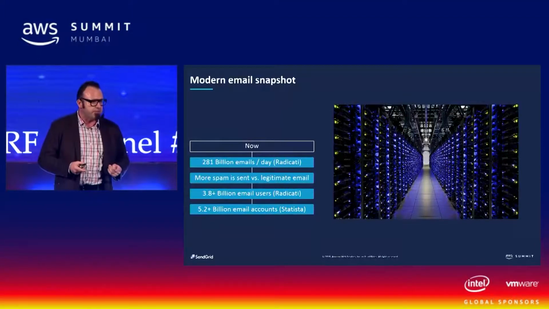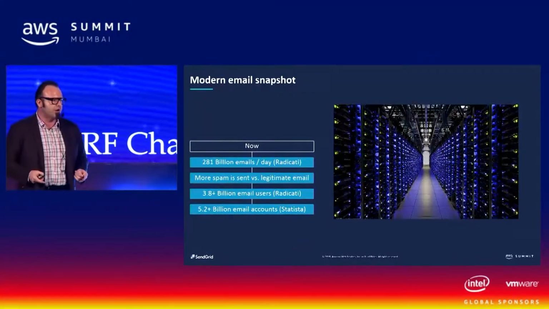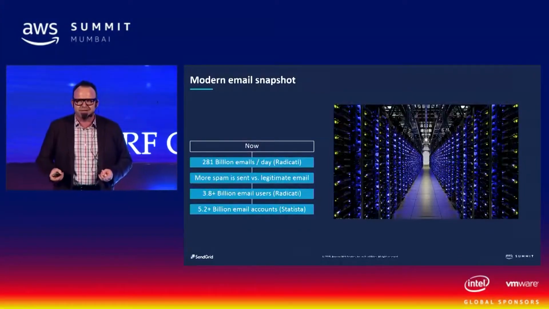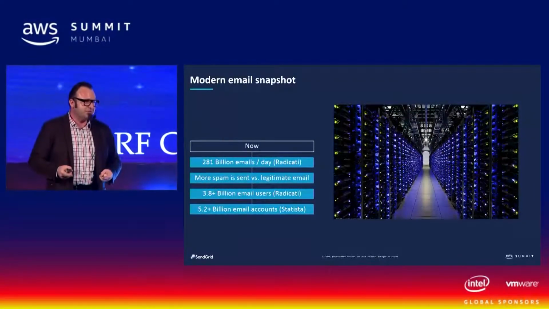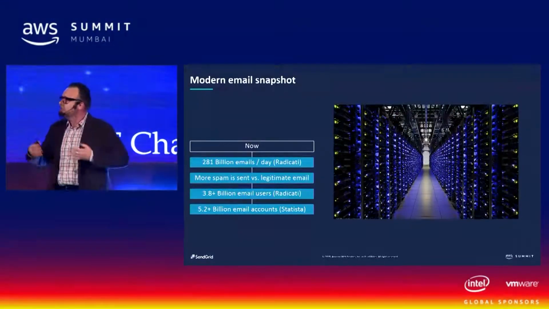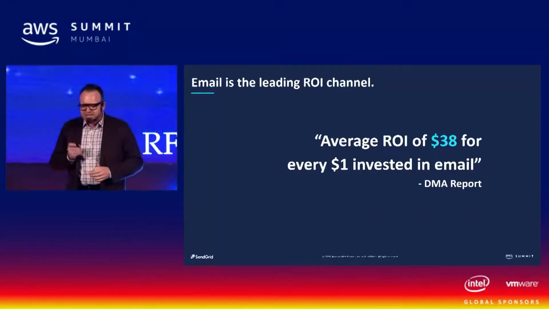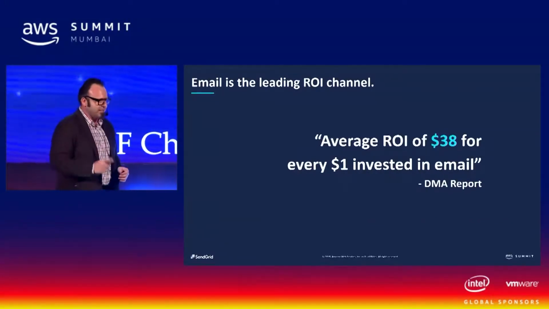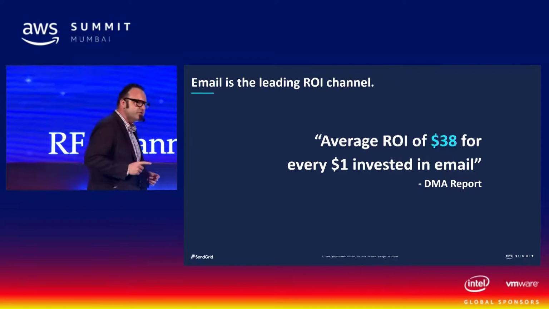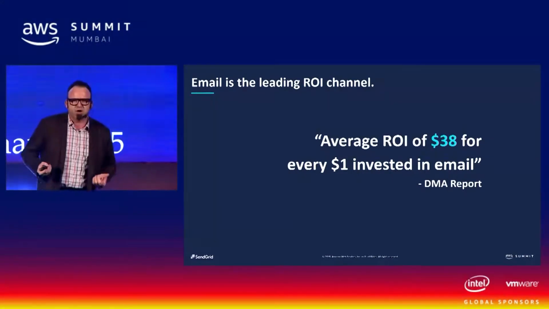Because believe it or not, the underlying technology of email, SMTP, that protocol, hasn't changed fundamentally since the 80s. We're using ancient technology and building and bolting a lot of things on top of it to make it do what it's supposed to do today. The reason, though, email is as big as it is because for every dollar of investment into email, there's a $38 return. That's a massive ROI.